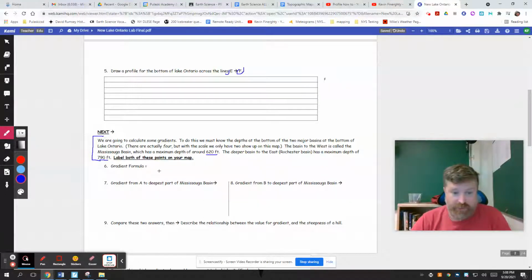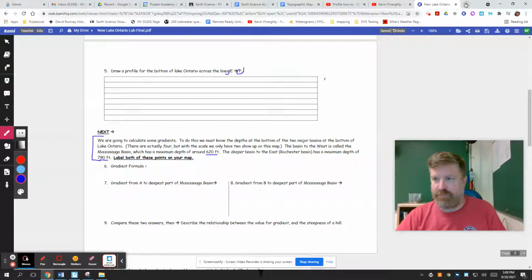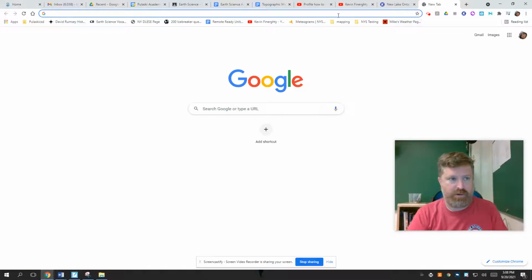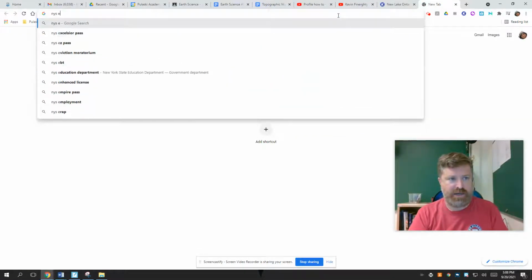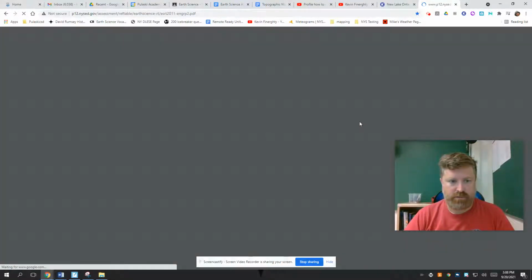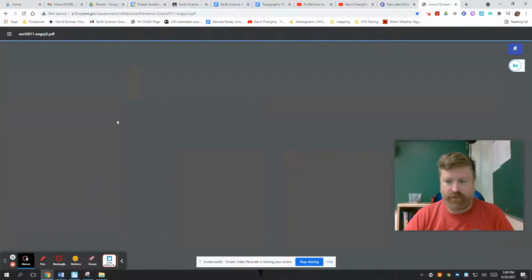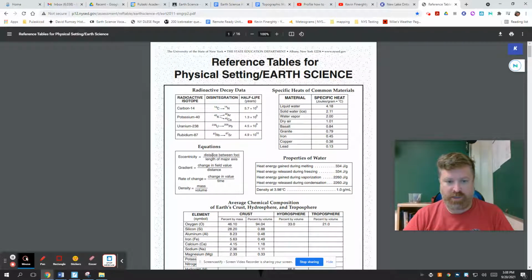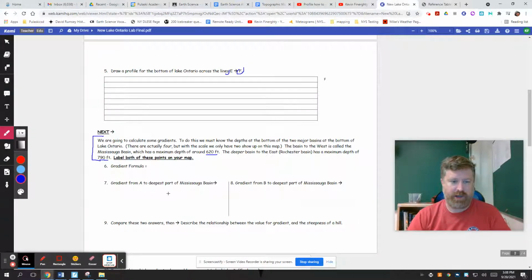problems, first off, gradient formula, you can steal that right off the front page of the Earth Science Reference Table, which you have multiple ways to get to. It's on the all MP1 assignments, or you go to good old Google and you type NYS for New York State, ESRT for Earth Science Reference Table, and there it is. On the very top, one of the 4 equations you need this year is gradient. So steal it from right there, chuck it in there.